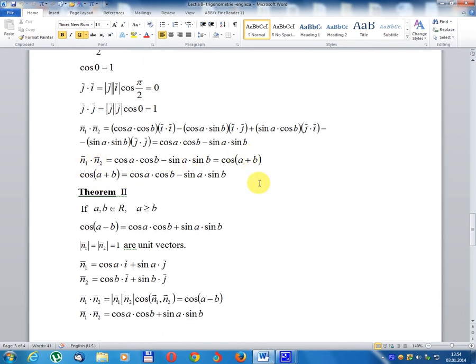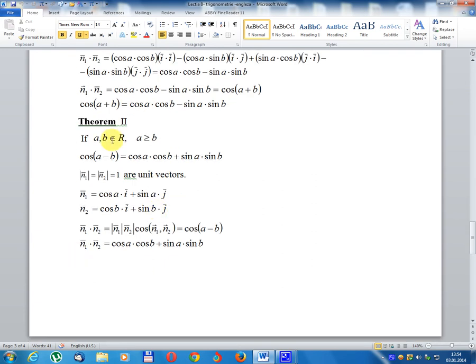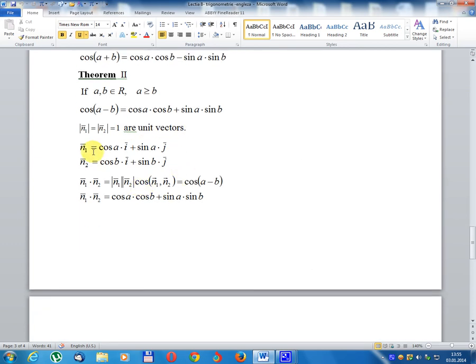Formula. Theorem 2. If A, B belong to the real numbers, A greater or equal to B, then cos(A - B) equals cos A cos B plus sin A sin B. N1, N2 with norms equal to 1 are unit vectors. N1 equals cos A times I plus sin A times J. N2 equals cos B times I plus sin B times J.